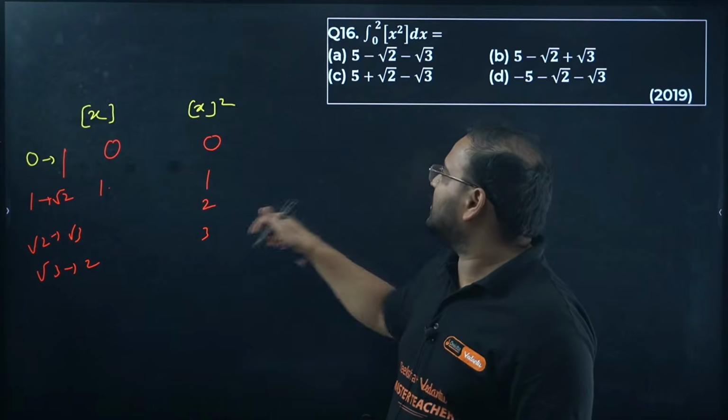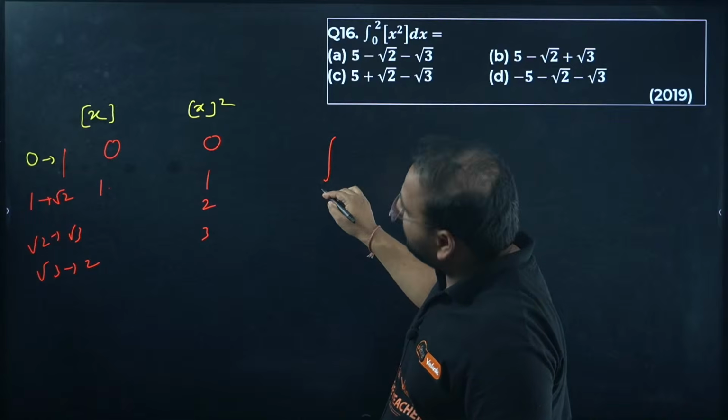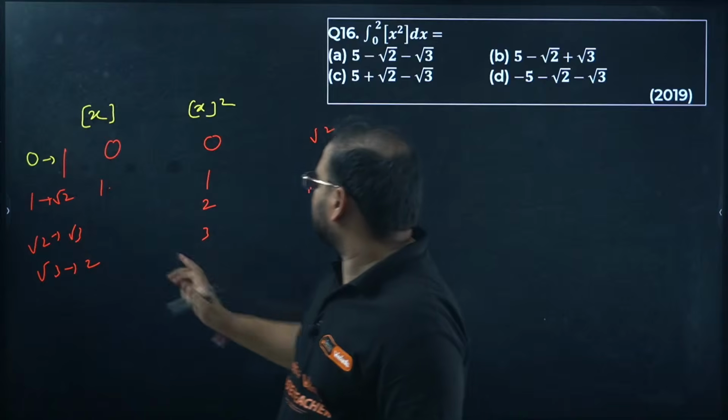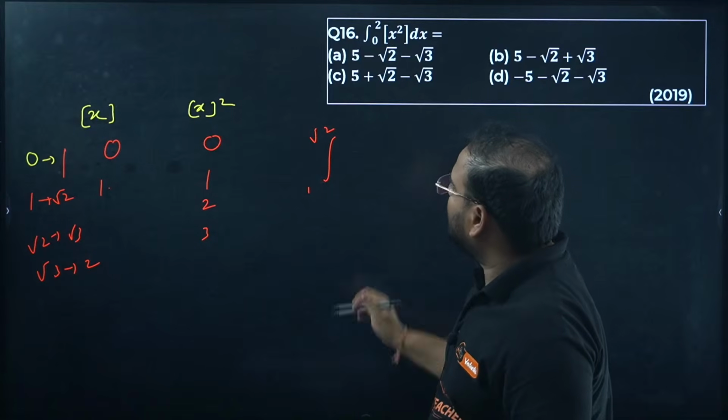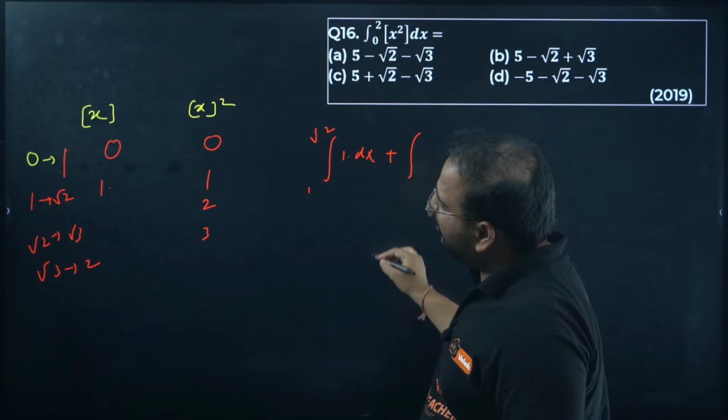Means the values for this, I can start like this. Integration from where to where? From 1 to root 2. These are the limits for x actually. For 1 to root 2, we'll have 1. So 1 dx plus. Then we'll have what? Root 2 to root 3.